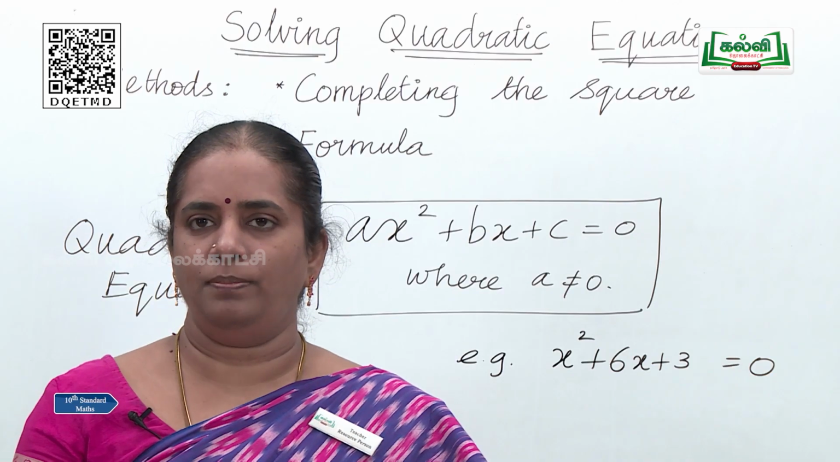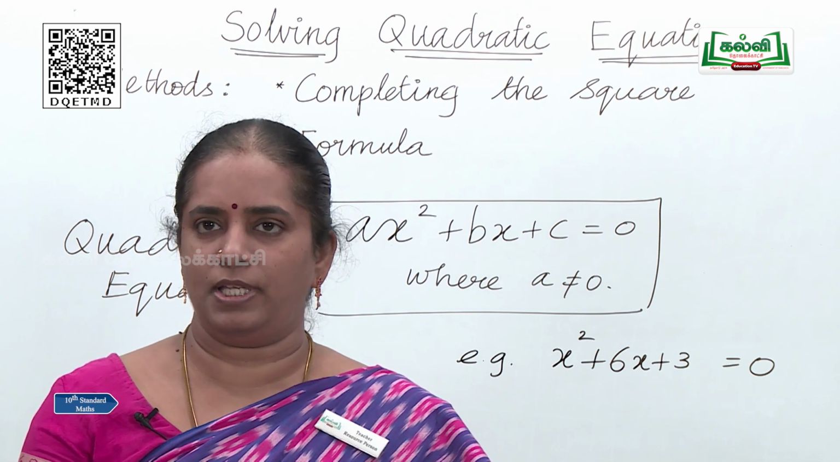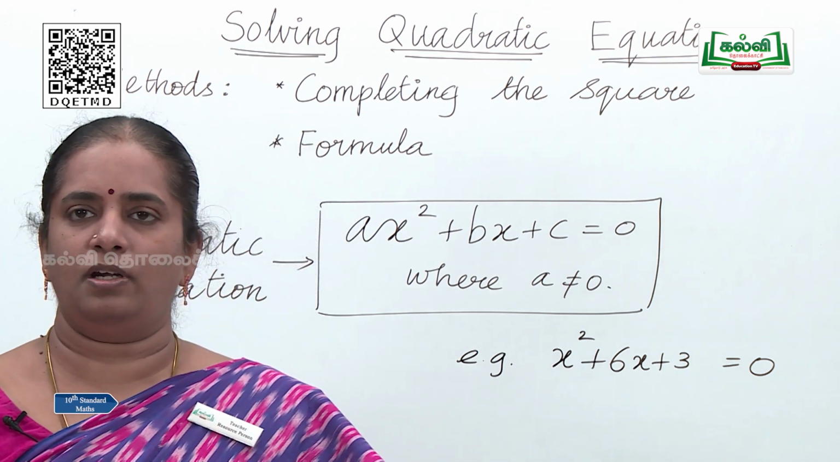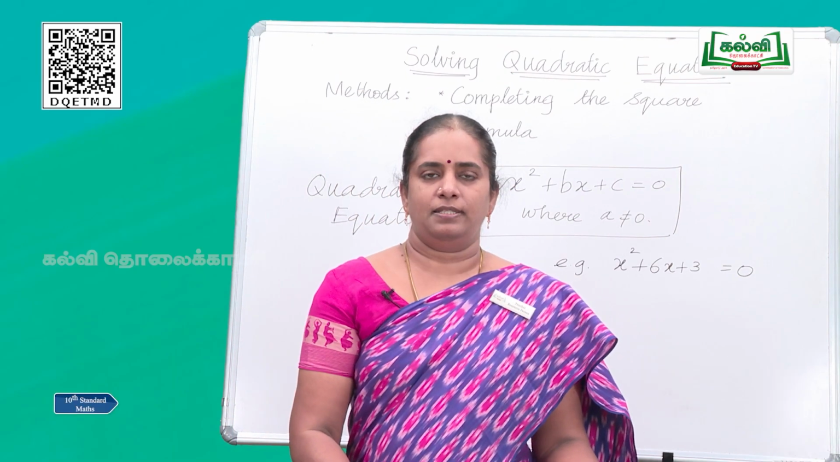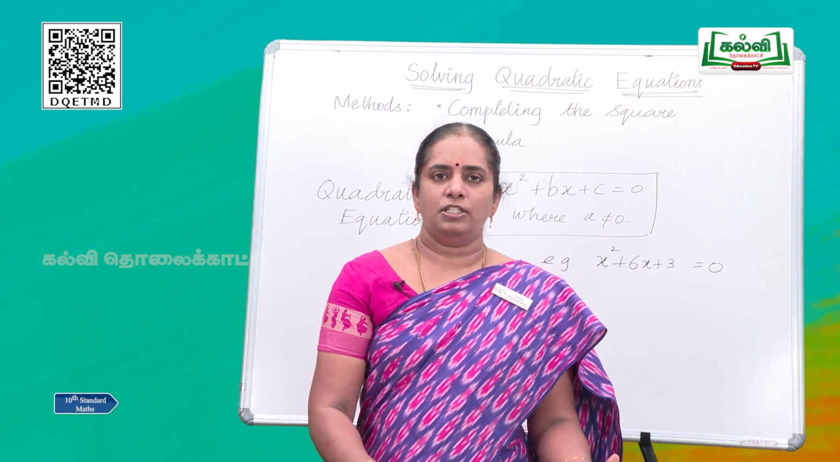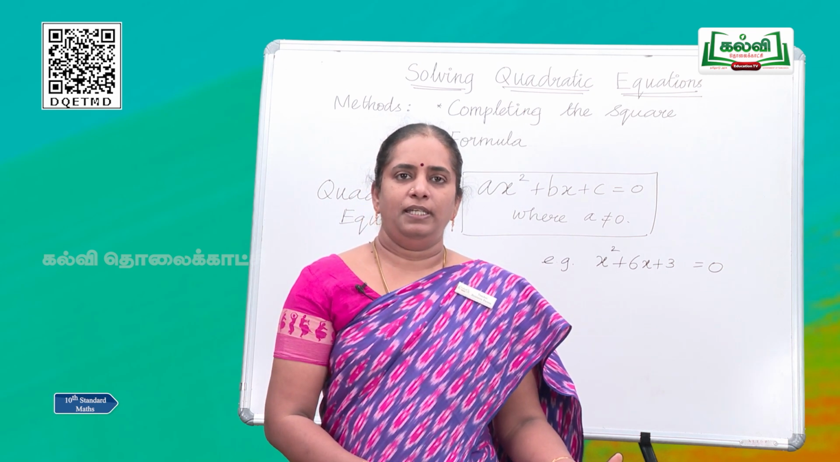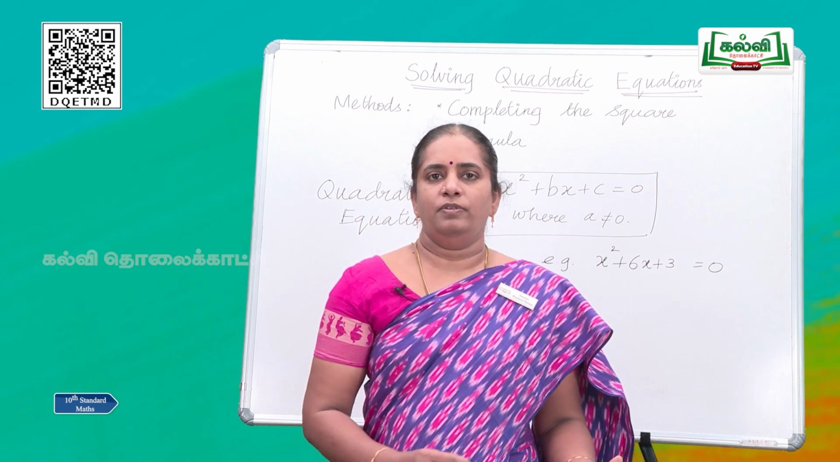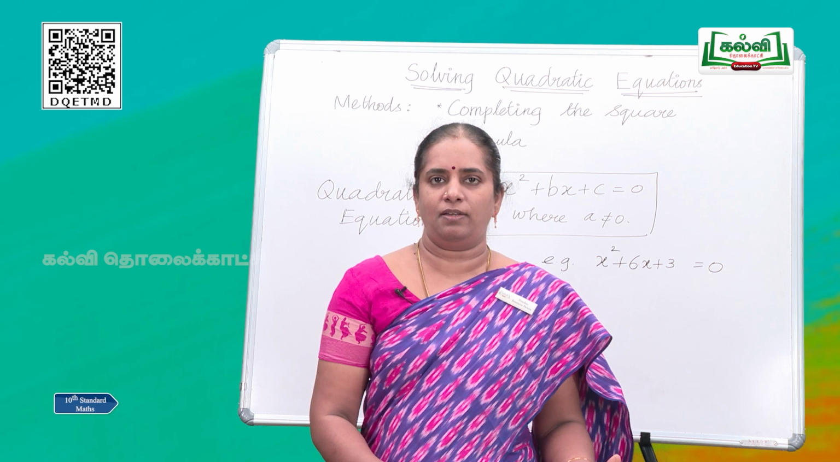It is of the form ax square plus bx plus c is equal to 0, where a is not equal to 0. What happens if a becomes 0? Yes, it becomes a linear equation. So, for a quadratic equation, there is a condition that a should not be equal to 0, in the form ax square plus bx plus c is equal to 0.